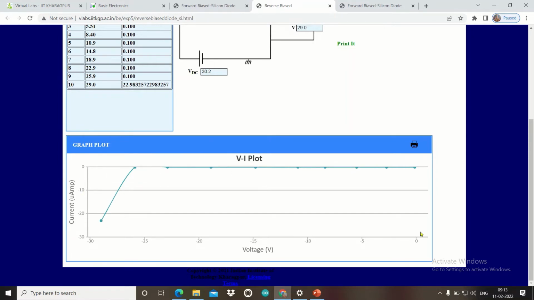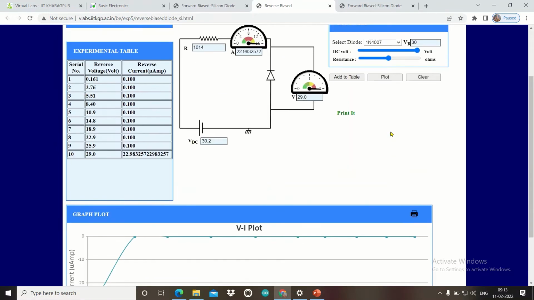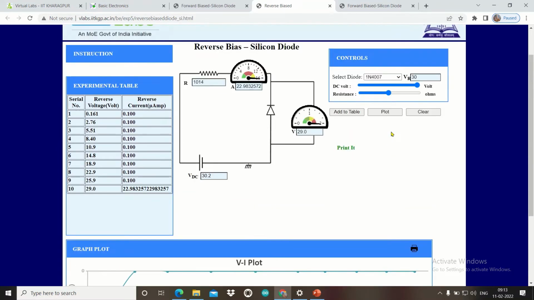Normally if it is here, then it would have been very easy for you to corroborate the thing, but here the axis is not put on this side of the graph, it is put on this side of the graph. So you can find there is no current with the increase of voltage initially, and after that all of a sudden there is a very high increase in current. So this is the basic reverse bias characteristic of a PN junction diode.